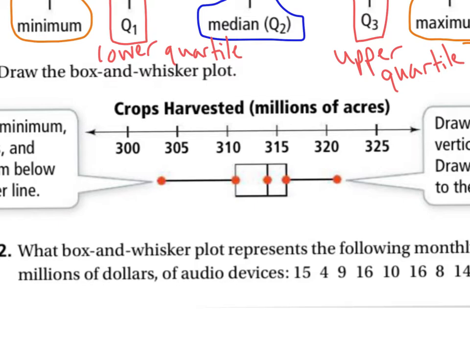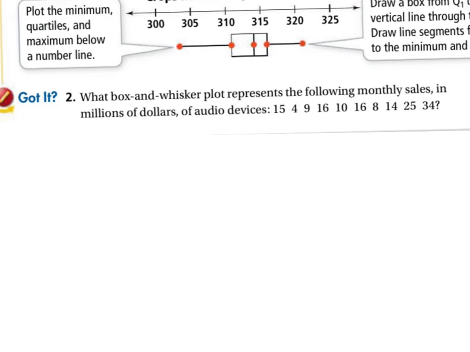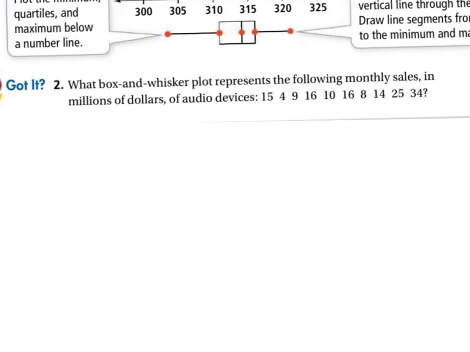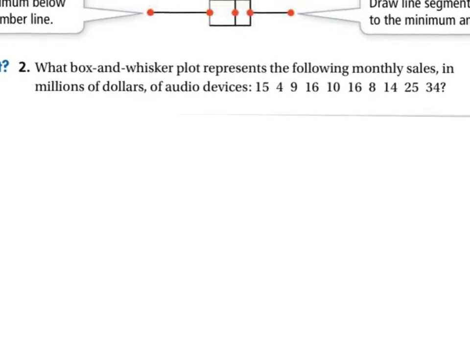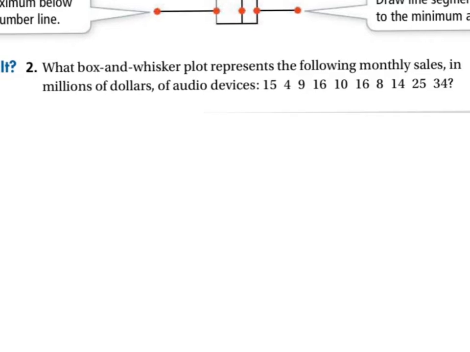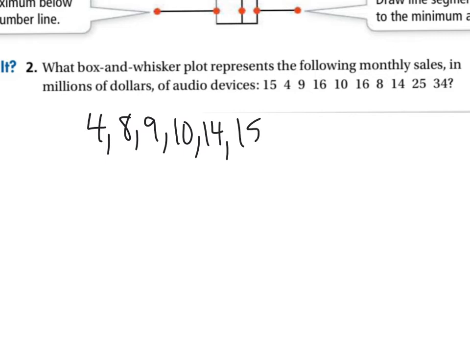So to get a little practice with this, we're going to look at the Got It 2. This is monthly sales in millions of dollars of audio devices, and they want us to make a box and whisker plot. So the first thing we need to do is make sure we get these numbers put in order. If I've done this correctly, I've got 4, 8, 9, 10, 14, 15, 16, 16, 25, 34.